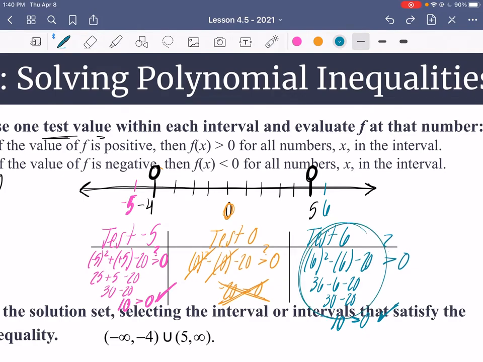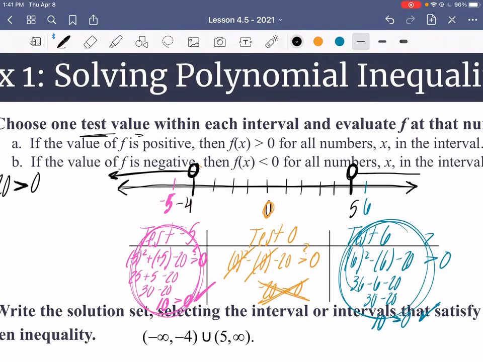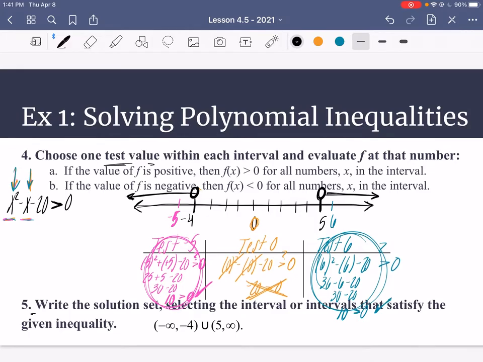So everything in this interval is a solution. Everything in this interval is a solution. So that means my final answer or interval is from negative infinity to -4 and 5 to positive infinity. So you draw that on the number line. The other thing you could do, remember, we can put parentheses here. Okay, that's a little bit more formal, college algebra-like.